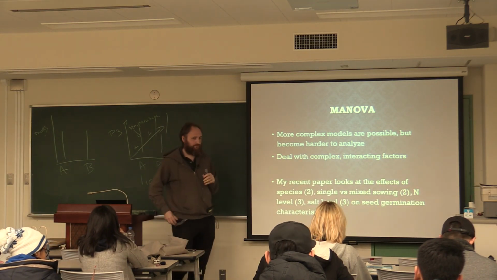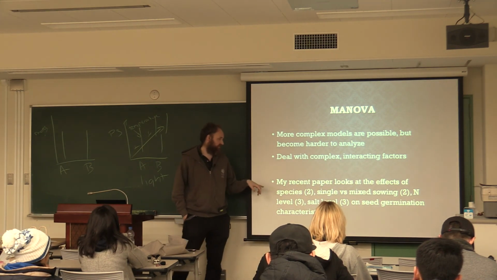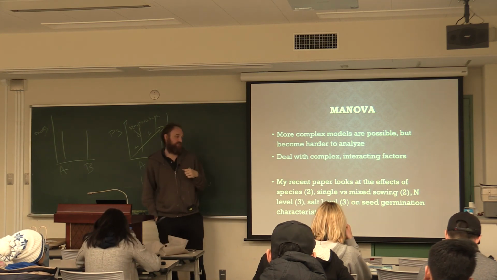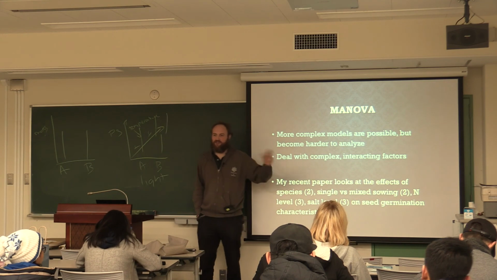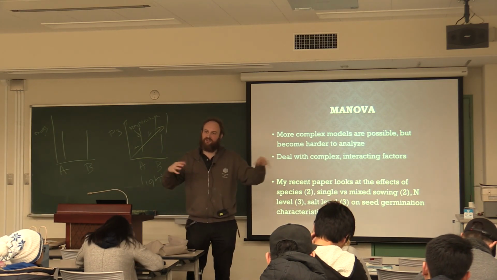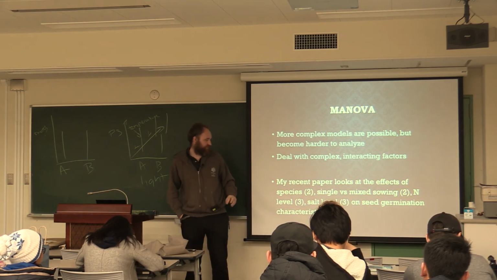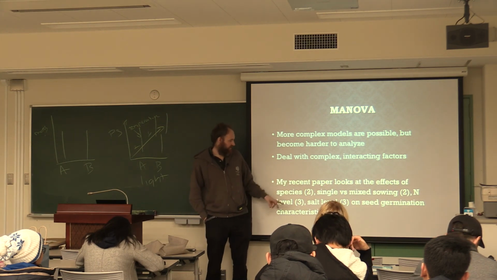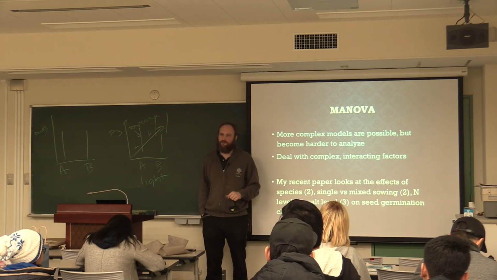But I'll give you an example, okay? Recent paper I just submitted. It's a germination paper. We're looking at germination percentages. We looked at 2 different species. We looked at a mixed versus a single treatment, so either the seeds were separate by themselves or they were mixed together, okay? We had 3 different nitrogen levels and we had 3 different salt levels, okay? So 1, 2, 3, 4-way ANOVA, okay?